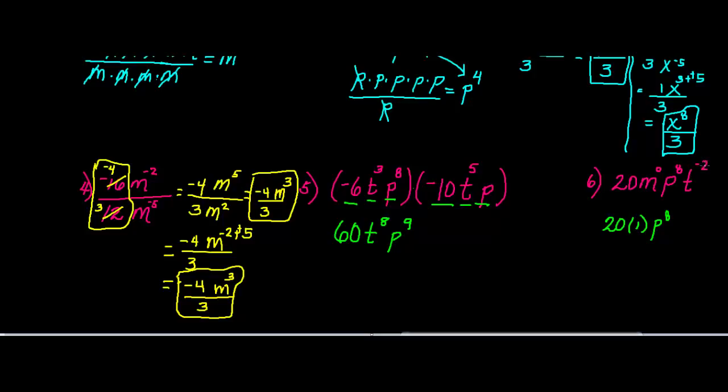And then I have t to the negative 2 power. Notice this variable has a negative exponent. So I need to always write my expressions with positive exponents. So how do I make this exponent become positive? Well, since it's in the numerator, if you bring it down to the denominator, that's how we make the exponent positive. And now we just rewrite it. 20 times 1 is 20. 20 times p to the 8th power is 20p to the 8th power over t squared. And there you have it.